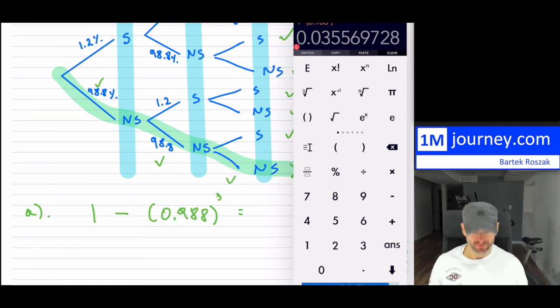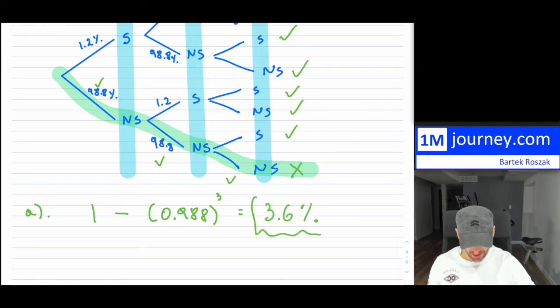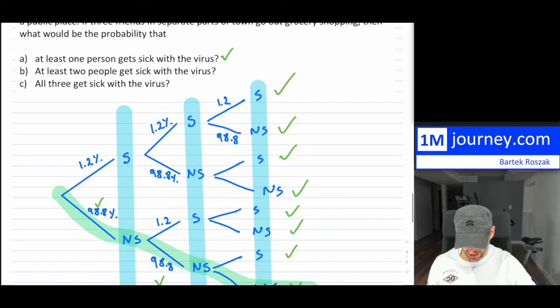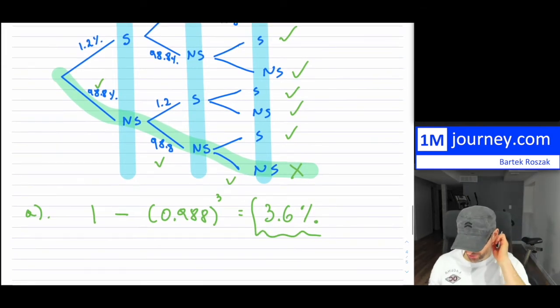And that's what this gives me. So let's round it now, because let's keep it as percent. So let's say it's around 3.6%, approximately. So this is 3.6% rounded. So that's the probability that at least one person gets sick with the virus. All right, so that's part A. And all I've done is subtract away, because in all the other cases, somebody gets sick.